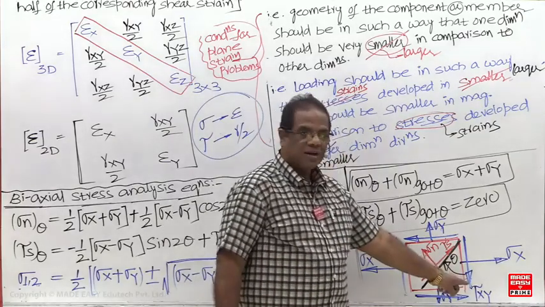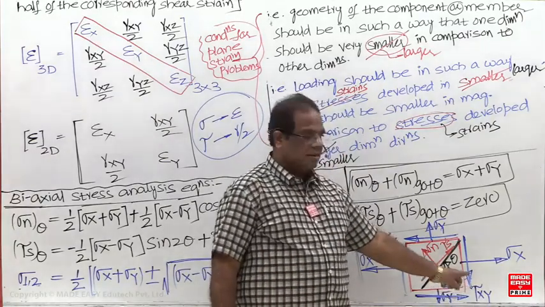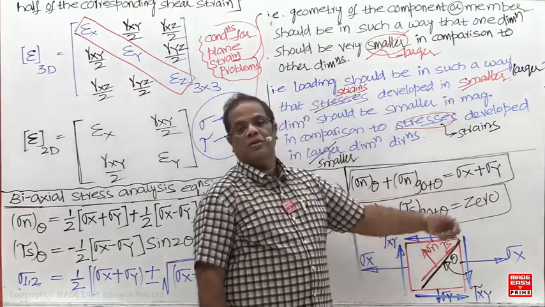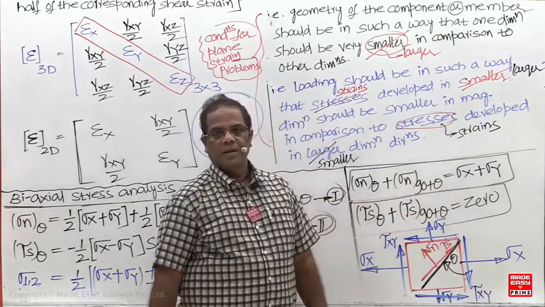Now you can take and see it. Tau xy, you have taken clockwise, anti-clockwise. Tau xy downward. So this one and this one will form a couple in which direction? Clockwise. Clockwise.